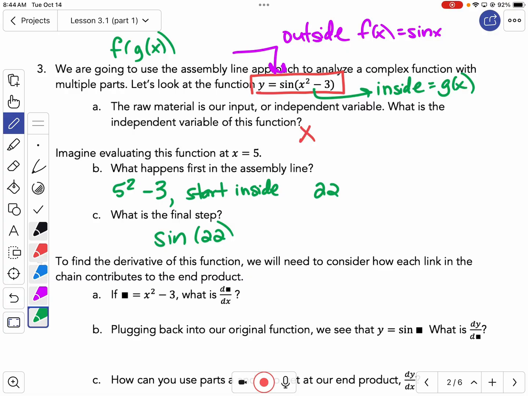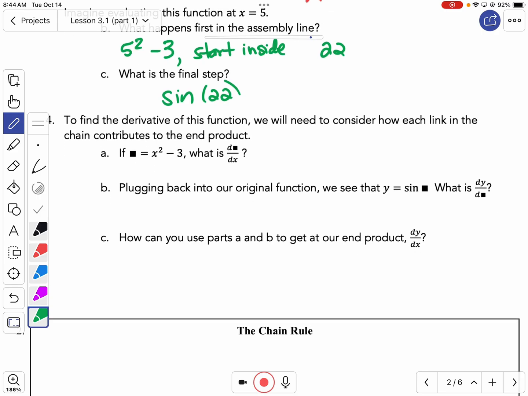So it says, to find the derivative of this function, we'll need to consider how each link in the chain, how each step in the input and output contributes to the end product. So what they do is they're going to label that inside as a black box, x squared minus 3. What would be the derivative with respect to x of just that black box? So of just x squared minus 3, what would it give me? It would be equal to 2x.